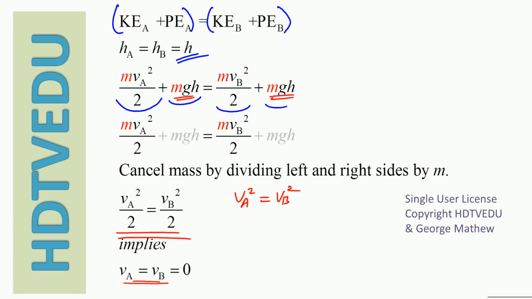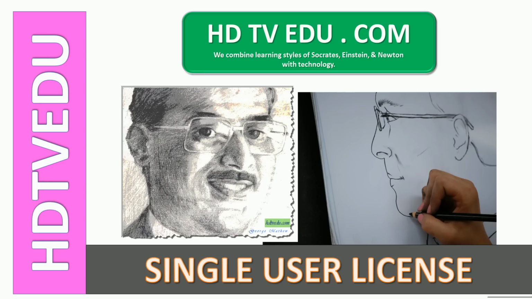Remember, speed at A, it was released at rest from point A. So what is speed at B? It has to be 0. It is at rest.